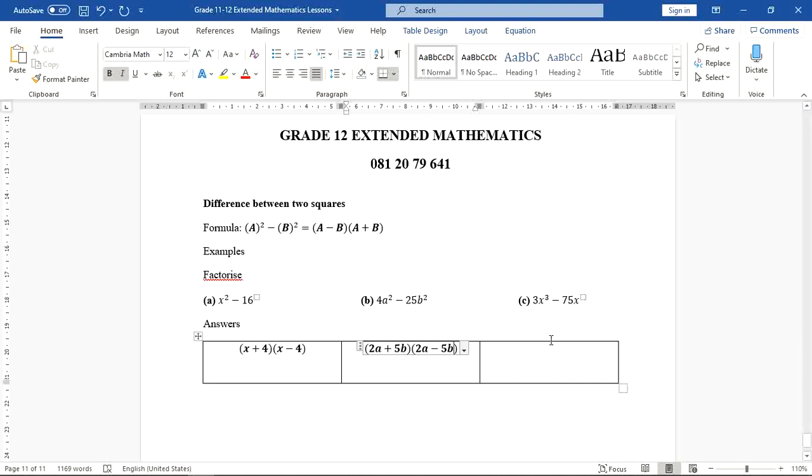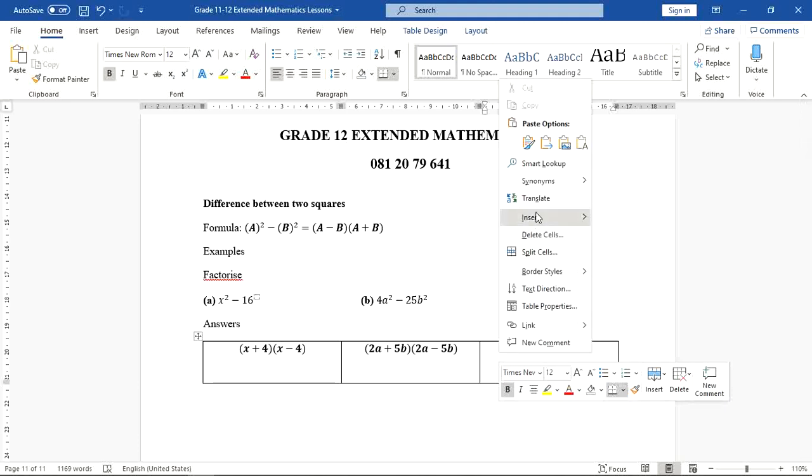Okay, now here 3 is not a square number. x exponent 3 is not even a square number. 75 is not a square number. So x is not even a square number. So what do we do? We need to factorize out the common factor first, and that common factor is 3x. So we must first remove the common factor, and that common factor is 3x. So it's the only way we can have the square numbers.